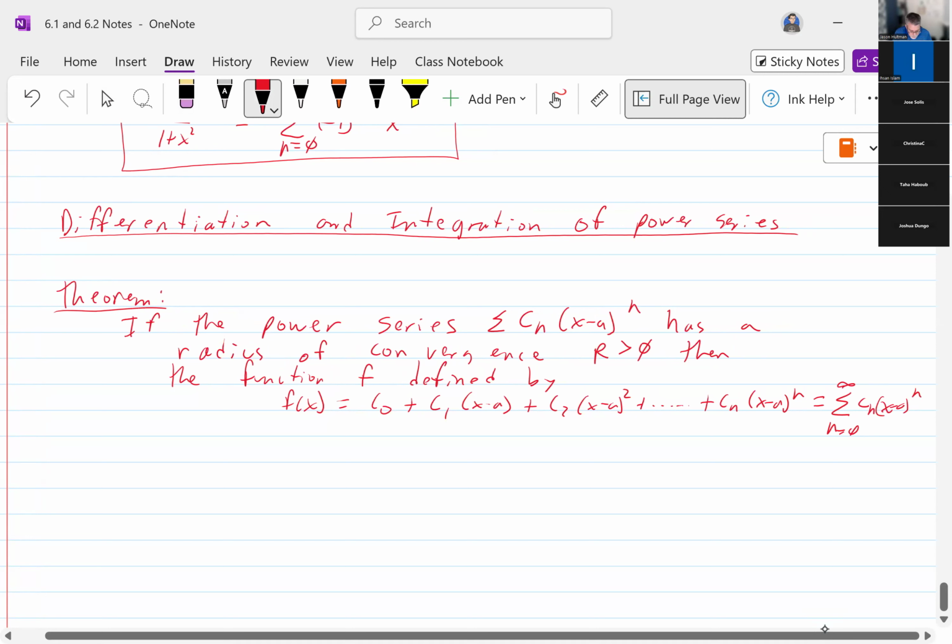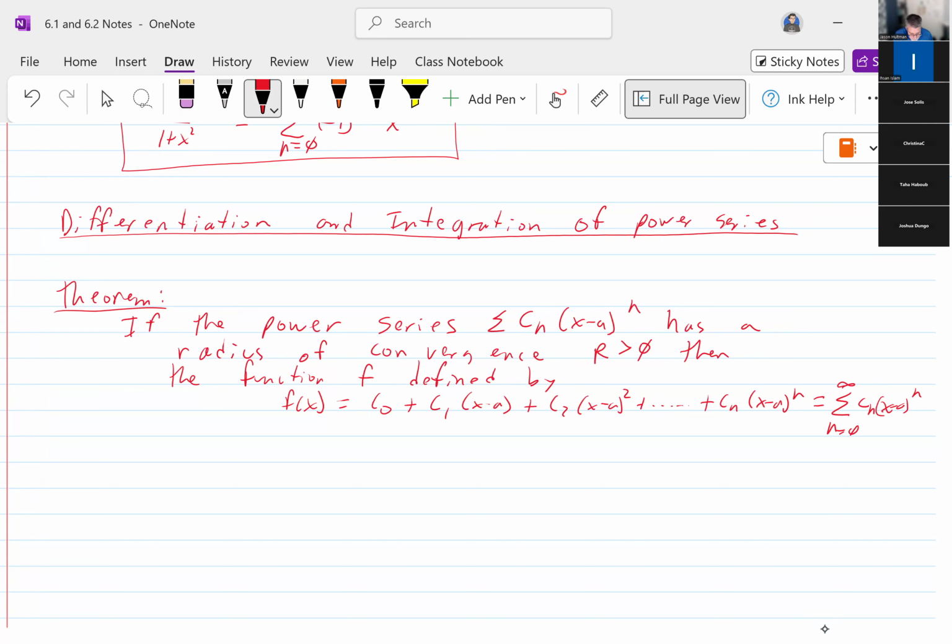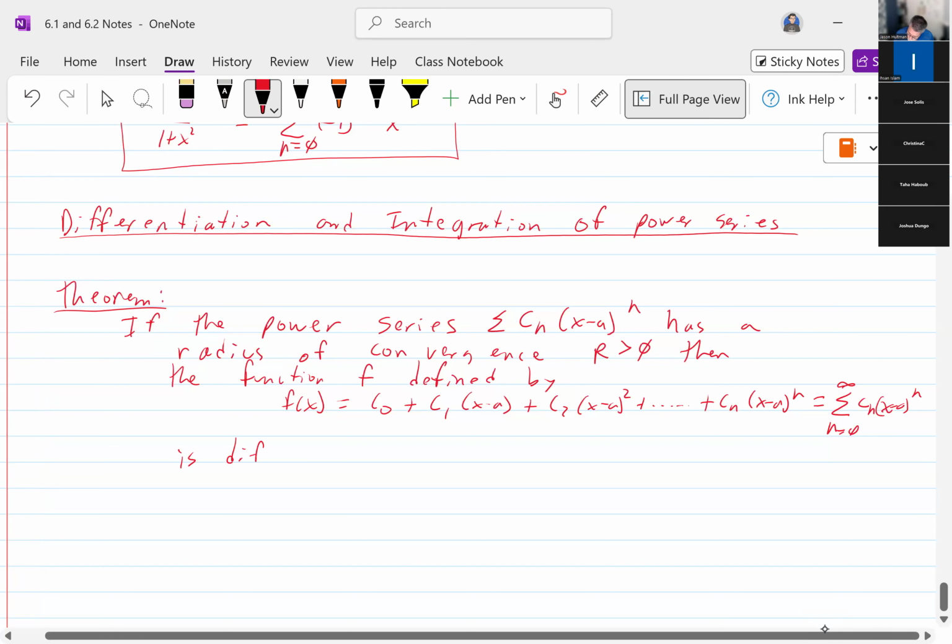If we have a function defined by that, if this thing is differentiable, and therefore continuous, because it can't be differentiable if it's not continuous, on the interval a minus r, a plus r, if it's differentiable and continuous on that interval, then the following are true.